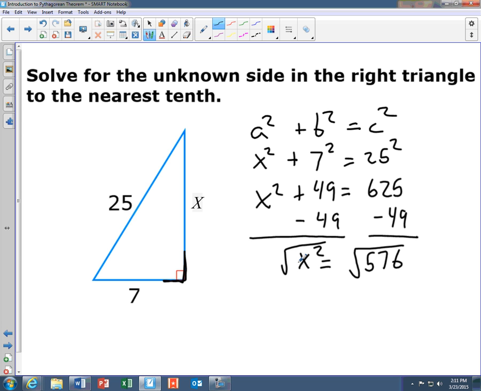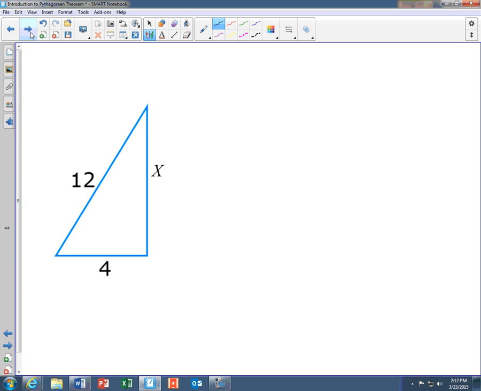And when I square root both sides, these cancel out. The square root and the square cancel out. That's why we're doing it. And we're left with x equals the square root of 576, which is 24. It comes out to a nice, perfect number of 24. Okay? So pause that if you want to look at it. We're going to move on to the next problem where you're going to try one on your own here. Go ahead and try that one on your own and answer the question on Edpuzzle.